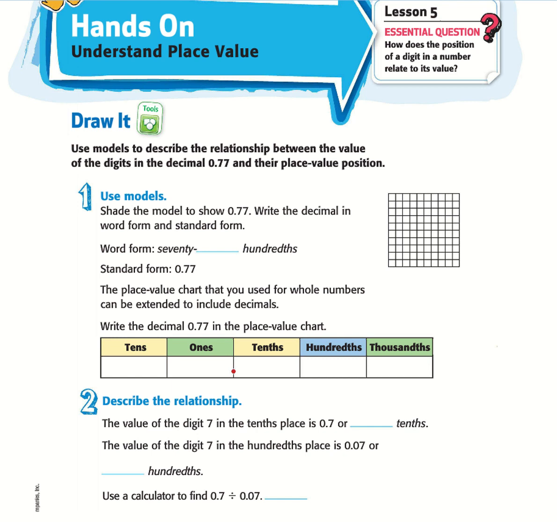So we're going to draw it. Use models to describe the relationship between the value of digits in the decimal 77 hundredths and their place value position. Shade the model to show 77 hundredths, and write the decimal in word form and standard form. So we're going to start off by shading in 77 hundredths.